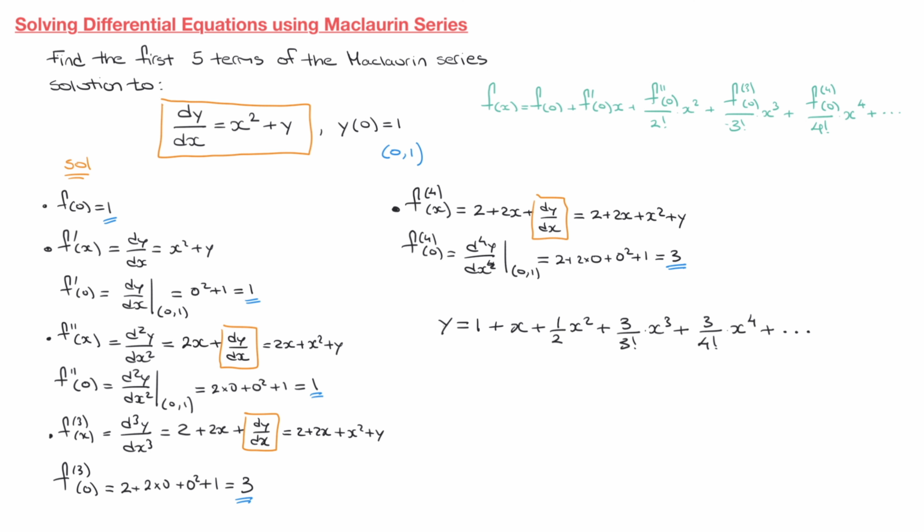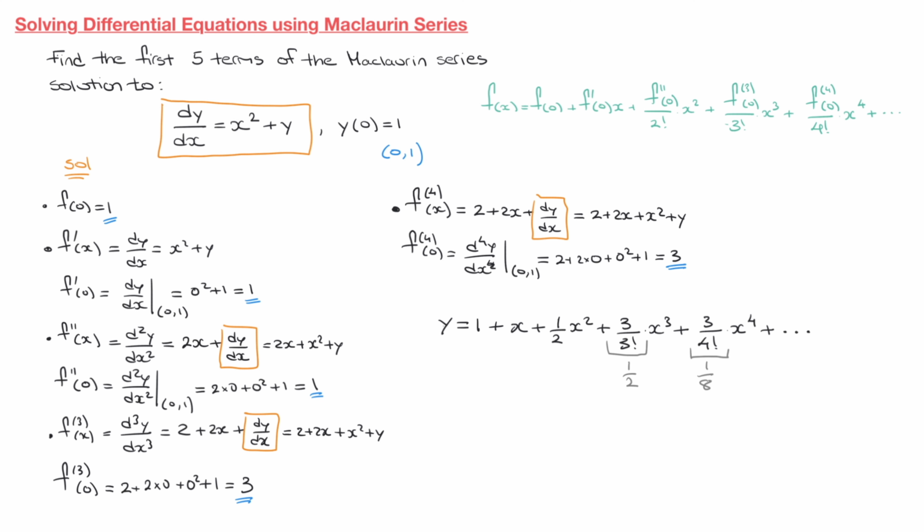Now, using the fact that factorial 3 is equal to 3 times 2 times 1, which is 6, this coefficient here turns into 3 over 6, which is 1/2. And for the next coefficient we have here, since factorial 4 is 4 times 3 times 2 times 1, which is 24, this 3 over factorial 4 becomes 3 over 24, which is just 1 over 8. In other words, we replaced this coefficient by 1/2, and the 3 over factorial 4 by 1 over 8.